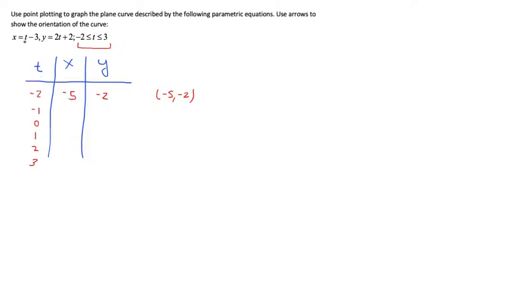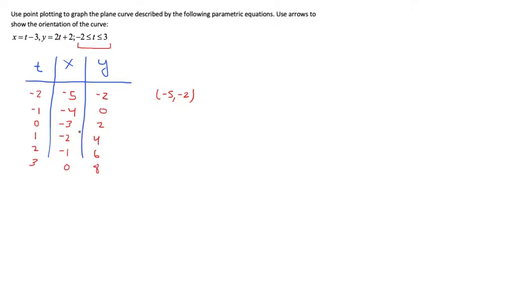So when t is -1, we plug the -1 in here. -1 minus 3 is -4. Similarly, -2 plus 2 gives us 0. When t is 0, 0 minus 3 is -3. Plug in the 0 here, we get 0 plus 2. And we'll just keep going along the line. 1 minus 3 is -2. Plug in the 1 in here, 2 plus 2 gives us 4. 2 minus 3 is -1. 2 times 2 is 4, 4 plus 2 is 6. And 3 minus 3 is 0, and then 6 plus 2 gives us 8.